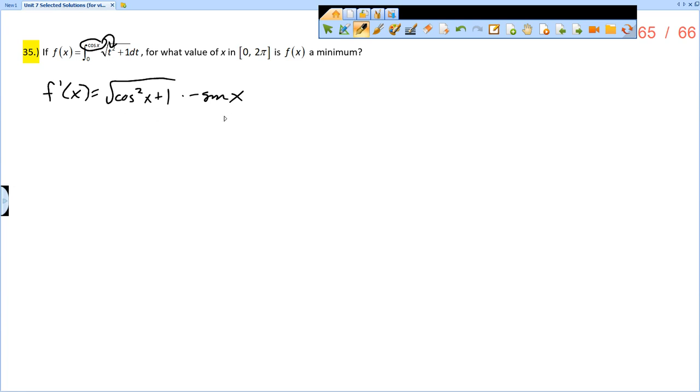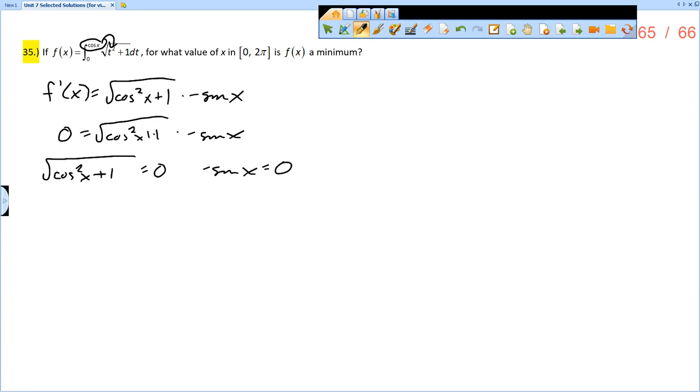So now we want to set this equal to 0. I've got the square root of cosine squared x plus 1 times negative sine x, and now I'm going to set each of them equal to 0. So the square root of cosine squared x plus 1 equals 0, or negative sine x equals 0. Now for this one, if I square both sides, I get cosine squared x plus 1 equals 0. Then I subtract 1, so I get cosine squared x equals negative 1, which is never true, because this is cosine squared. So this does not contribute anything to it being 0.